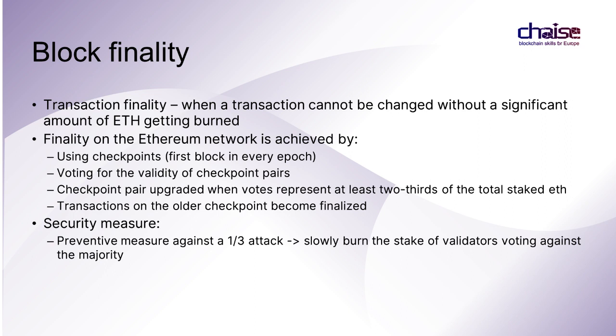Because a 2/3 majority is needed to achieve finality, someone with 1/3 of the total stake could prevent the network from achieving finality. For that reason, if finality is not achieved for more than 4 epochs, the network slowly burns the stake of those voting against the majority.